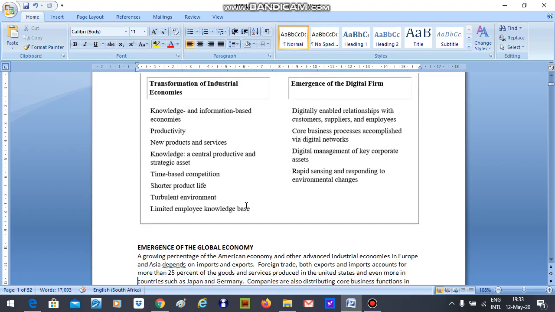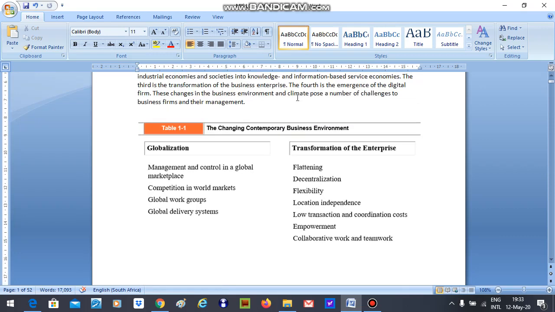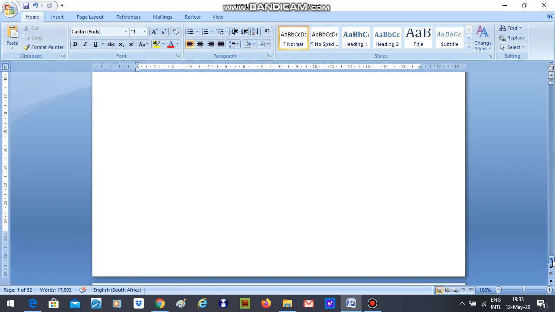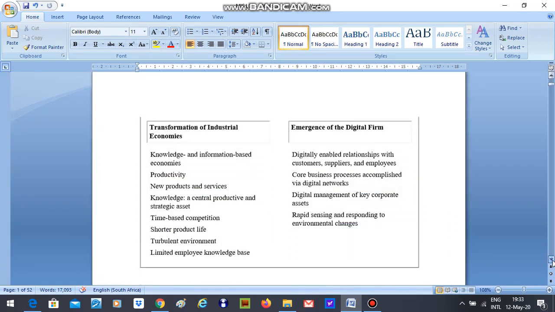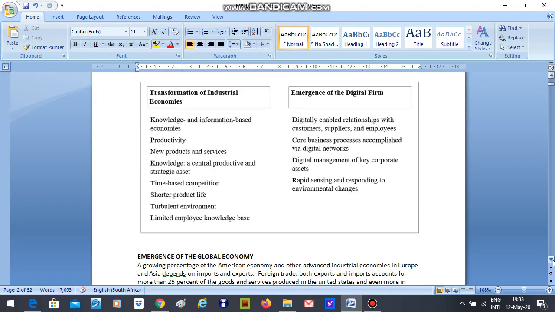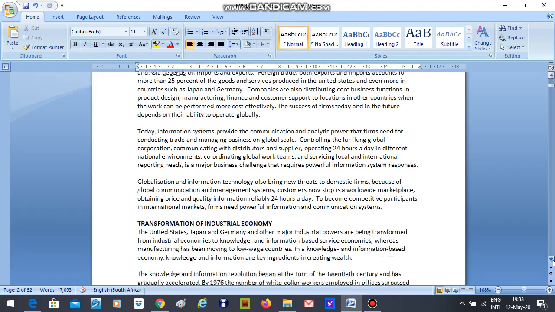Then we look at the transformation of enterprises, transformation of industrial economies, and the emergence of digital firms. So that is what it has done. Then we look at the emergence of the economy.